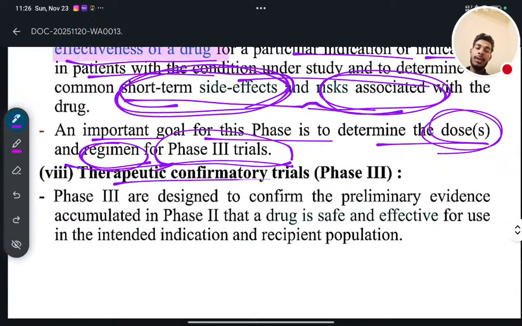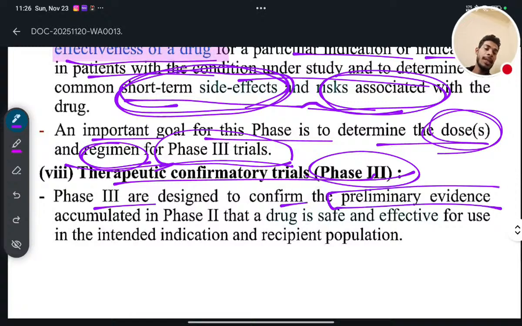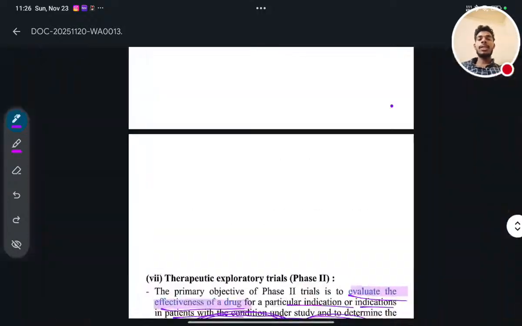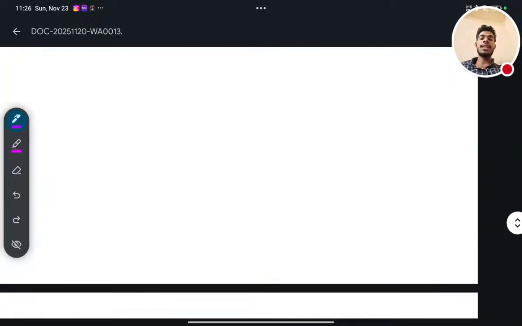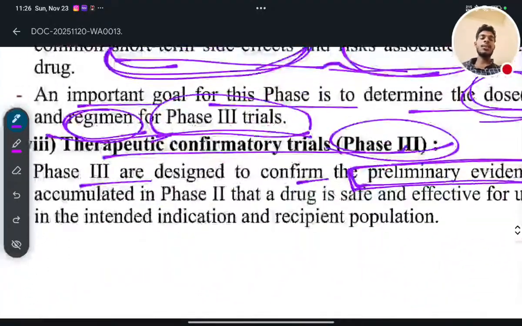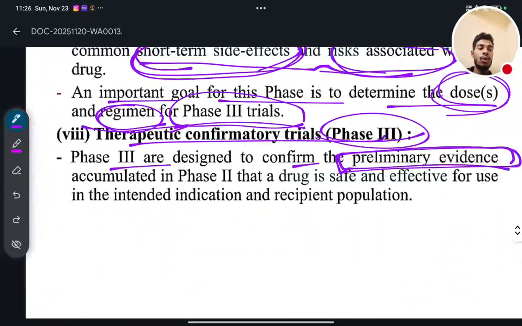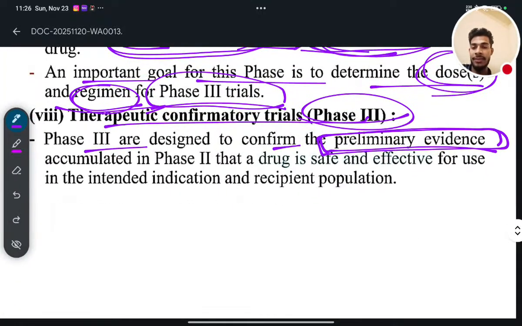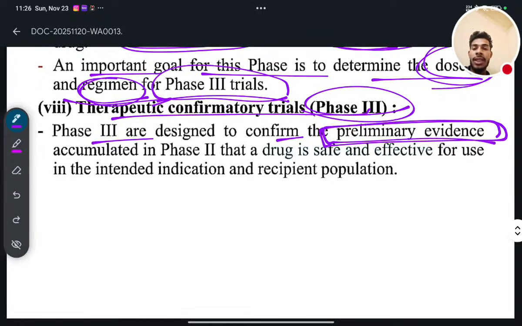Next, therapeutic confirmatory trials, that is phase 3. Phase 3 is designed to confirm the preliminary evidence. Whatever we got, the toxicity studies, the efficacy of the drug, the concentration, that is toxic tolerability and safety value, if they are true or false, correct or not, to confirm these things we will do the phase 3 trial. Whatever we got in phase 2, that is effectiveness or efficacy of the drug, we will confirm it in phase 3.